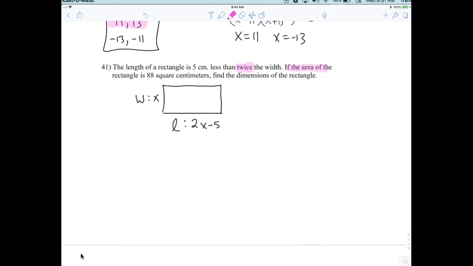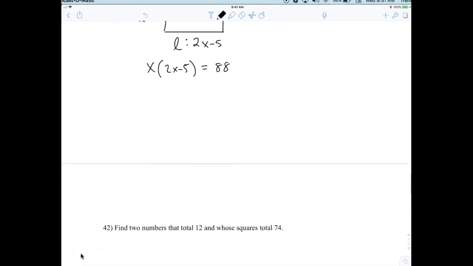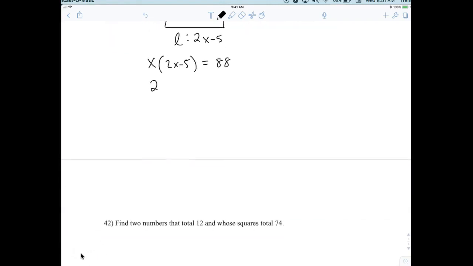Now, it says the area of the rectangle is 88. So to find the area, you always just multiply the length times the width. So x times 2x minus 5 equals 88. Anybody have an issue with that? All right. So now, just like the good old days, distribute: 2x squared minus 5x equals 88. 2x squared minus 5x minus 88 equals 0.